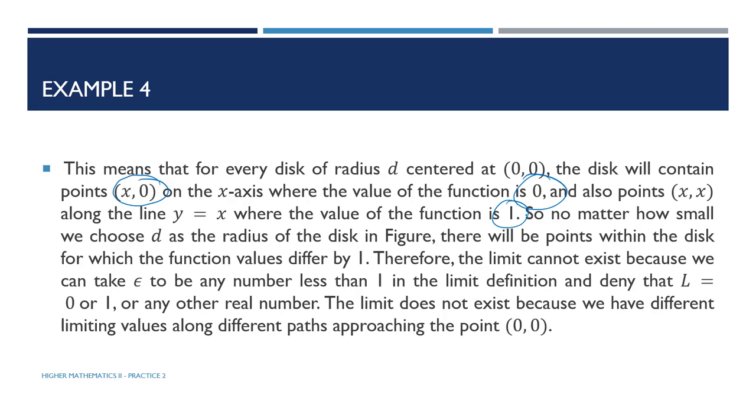So no matter how small we choose delta as the radius of the disk, there will be points within the disk for which the function values differ by 1. Therefore, the limit cannot exist, because we can take epsilon to be any number less than 1 in the limit definition and deny that L equals 0 or 1 or any other real number. The limit does not exist because we have different limiting values along different paths approaching the point 0.